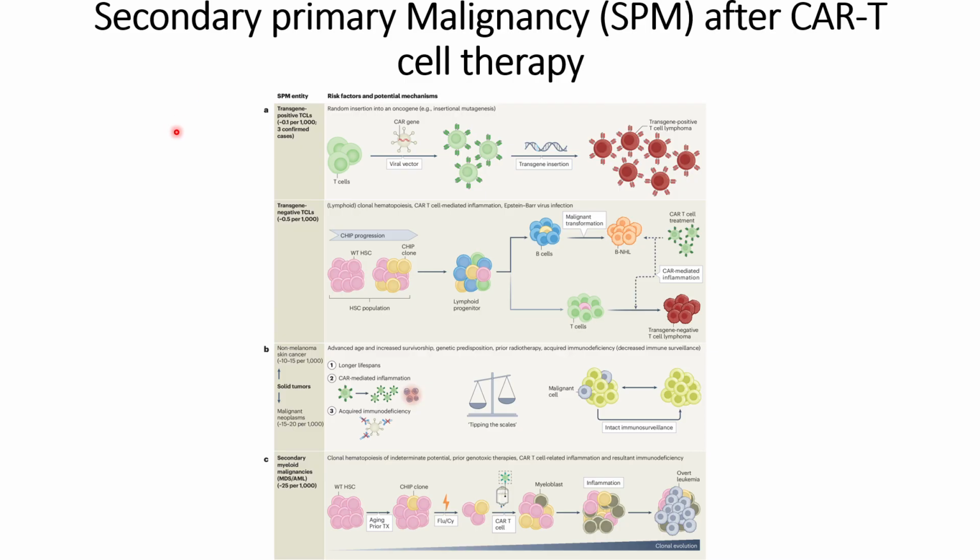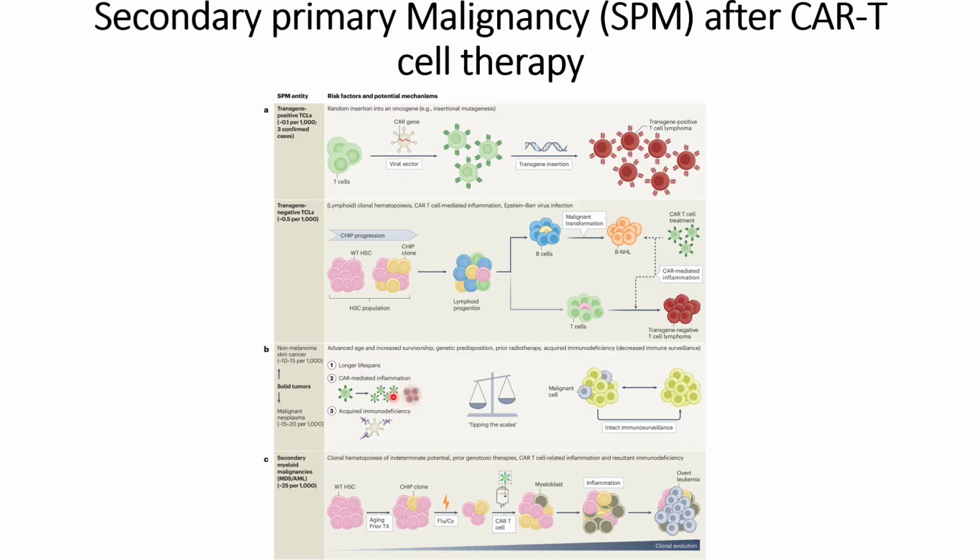The other one is shown in terms of solid tumors, and how secondary primary malignancies can occur in solid tumors. The first one is non-melanoma skin cancer, and these cases are around 10 to 15 per 1000 CAR T cell patients. Here longer lifespans have been observed for the patients treated with CAR T cells, as these CAR T cells help in maintaining the solid tumors within limit, and we know that for CAR T cell treatment patients need to go through an immunodeficiency phase.